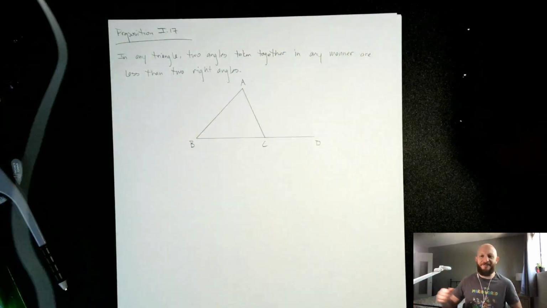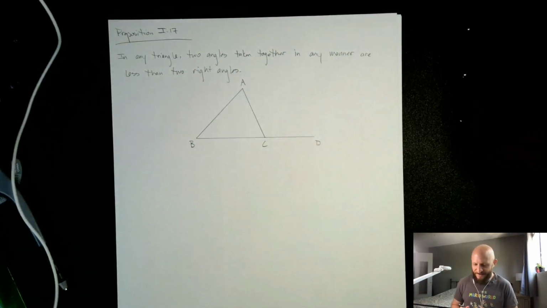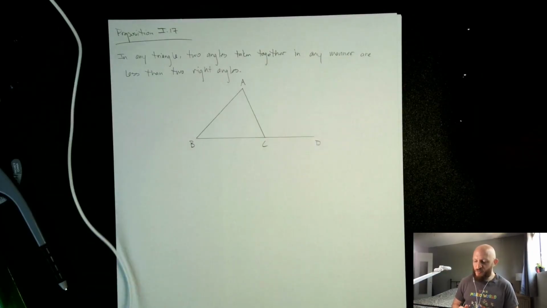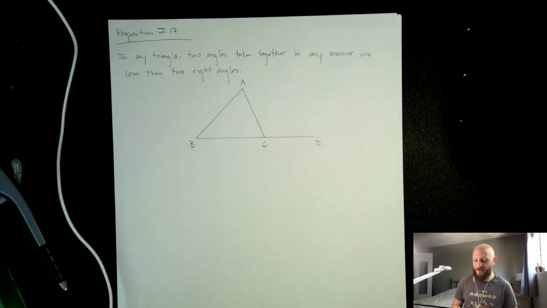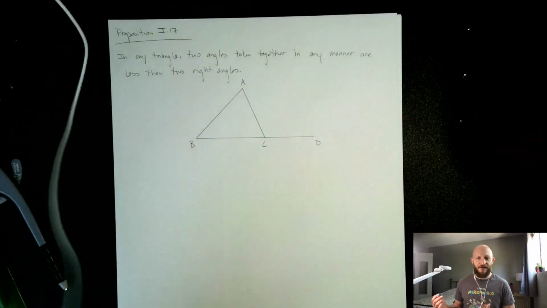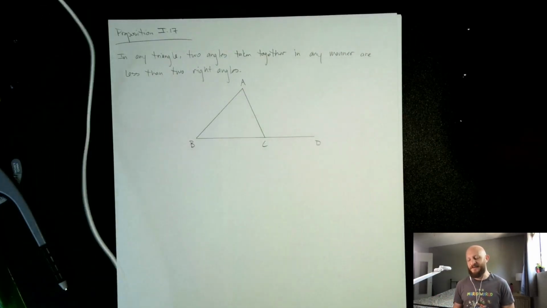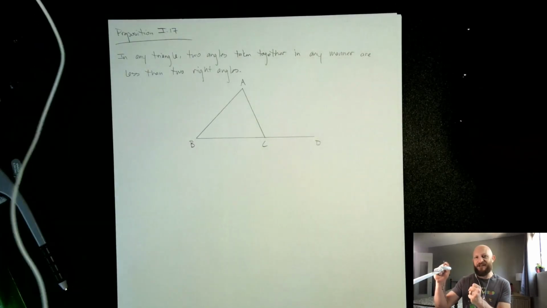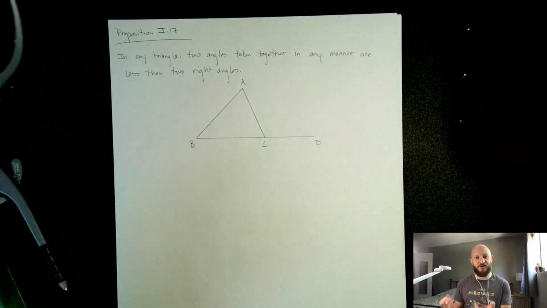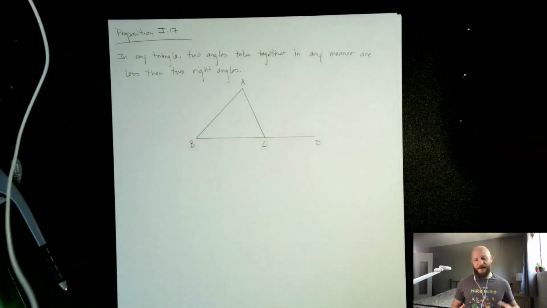Proposition 17 says, in any triangle, two angles taken together in any manner are less than two right angles. So it's a pretty straightforward proposition. Take any triangle, take any two angles of that triangle, add them together. It's going to be less than two right angles.